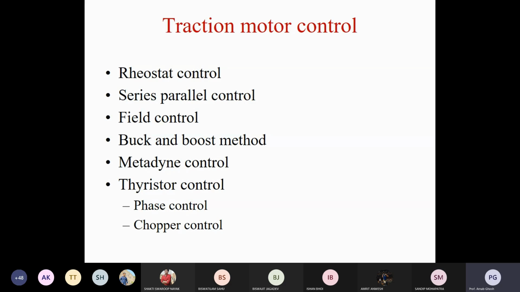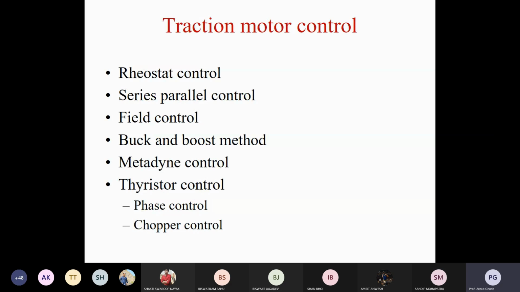Then series parallel control, that combination, means when the motor will be running in series and when it will be in parallel depends upon the current rating of the motor. If the load is high, you need to change the configuration from series to parallel. Otherwise, when the load is high, the motor will draw more current. So series parallel combination for speed control is also important.